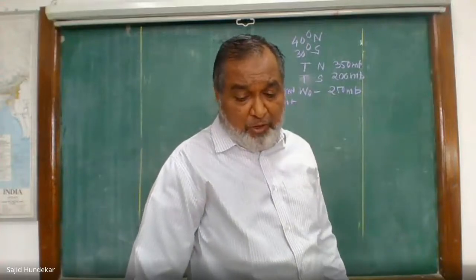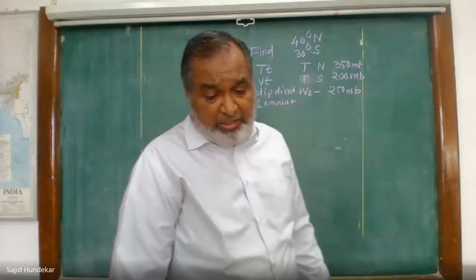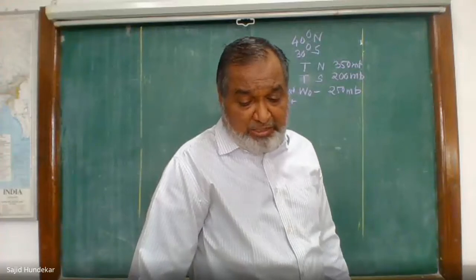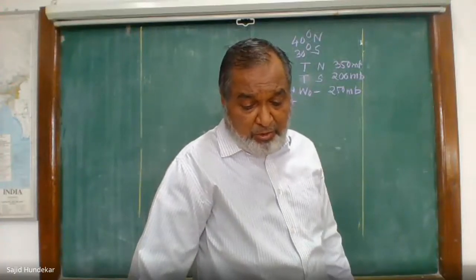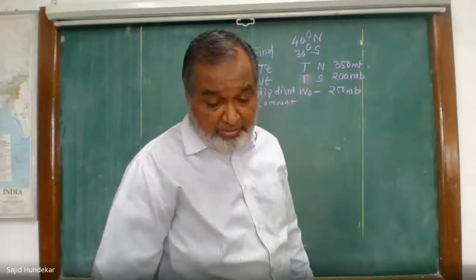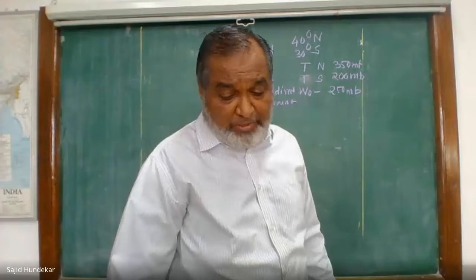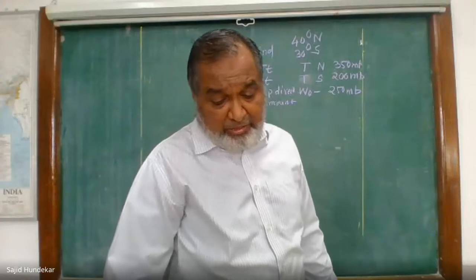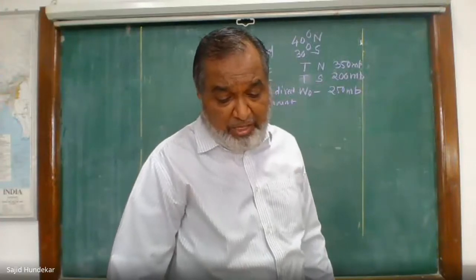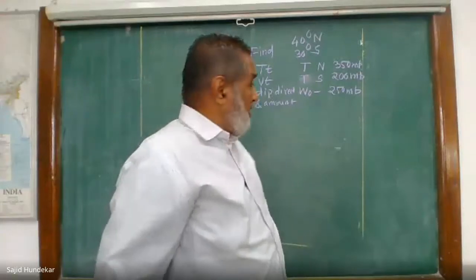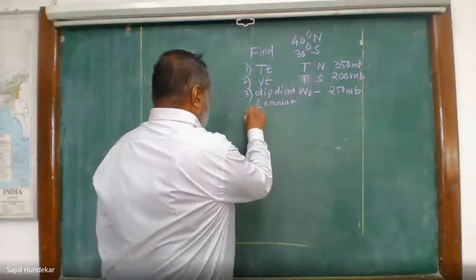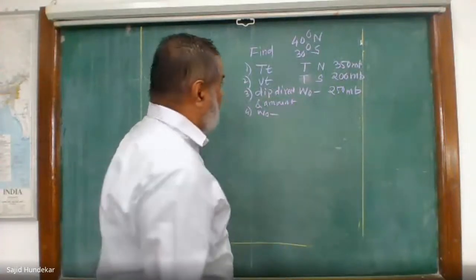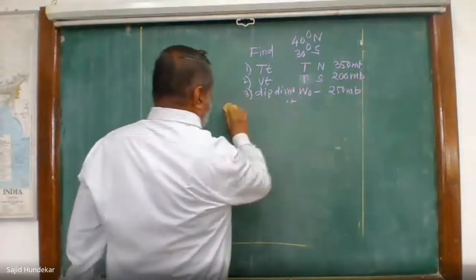A hill has a slope of 40 degree towards north and 30 degree towards south. Top junction of sandstone bed is exposed on northern slope at a distance of 300 meters and on the southern slope at a distance of 200 meters. If the width of outcrop on northern slope is given as 250 meters, find true thickness, vertical thickness, width of outcrop on the southern slope, dip direction and dip amount. So width of outcrop also you have to find out on the southern slope. So these are the 4 points you have to find out now.